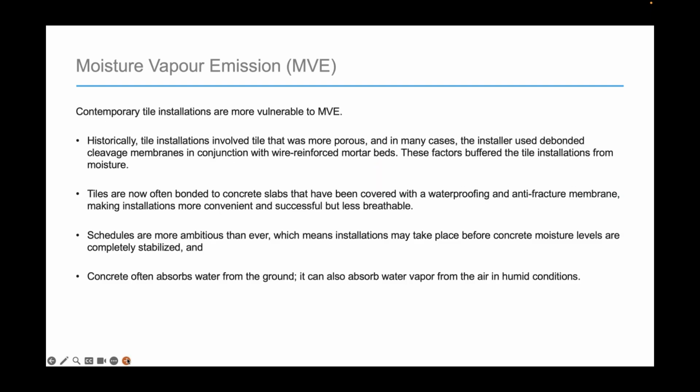Contemporary tile installations are more vulnerable to MVE. Historically, tile installations involved tile that was more porous, and in many cases the installer used debonded cleavage membranes in conjunction with wire reinforced mortar beds. These factors buffered the tile installations from moisture. Tiles are now often bonded to concrete slabs that have been covered with a waterproofing and anti-fracture membrane, making installations more convenient and successful but less breathable.